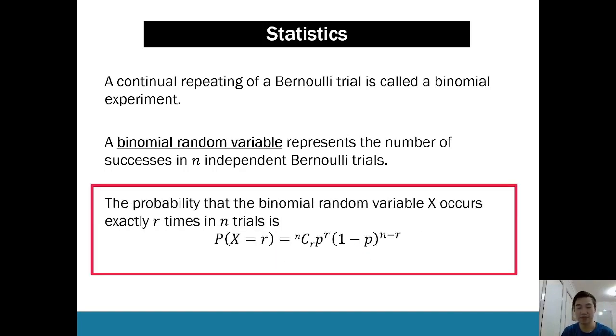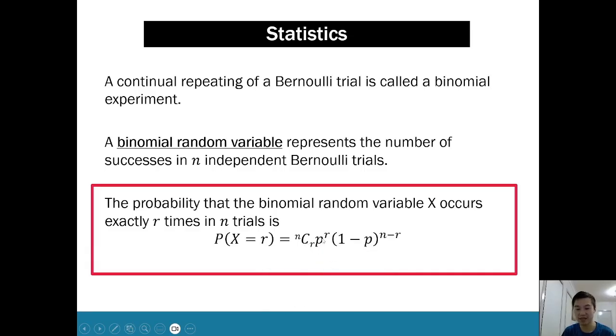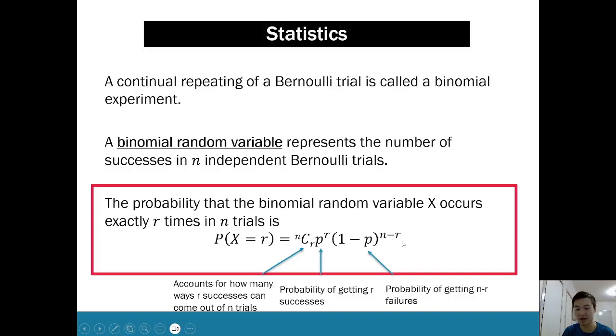So when we want to find the probability of having exactly r successes in n trials, we use this formula for binomial probability: n choose r times p to the power of r times 1 minus p to the power of n minus r. The reason this formula works is that n choose r accounts for how many ways we could get r successes out of n trials. Think back to year 11 when we did combinatorics. Out of n trials, we want to choose r of them to be successes. How many ways can we do that? How many combinations can we get? We have n choose r of those.